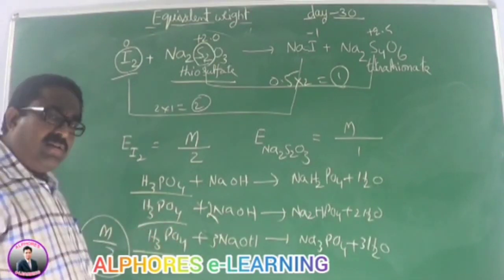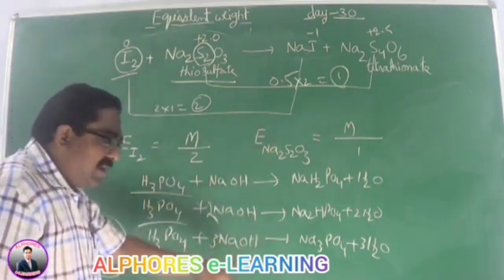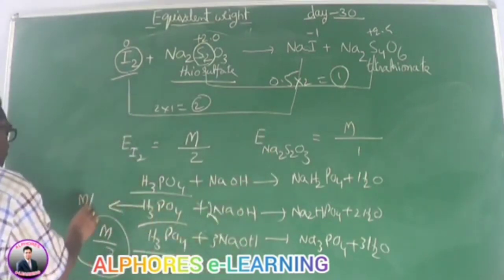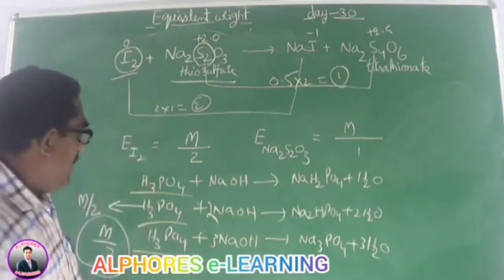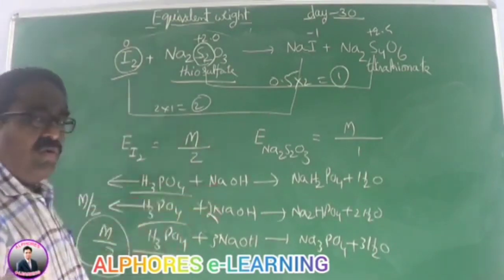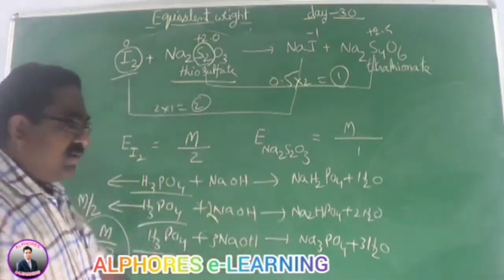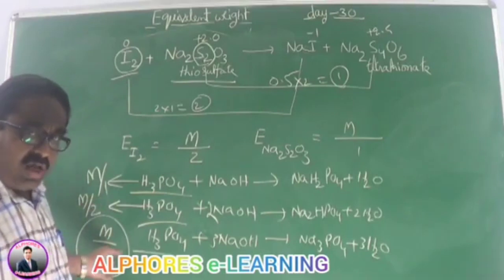In the second equation, out of 3 hydrogens I have taken only 2 moles of NaOH, meaning 2 moles of H+ ions are neutralized. So for this reaction you can write the equivalent mass of the acid as M by 2 only. Here only one hydrogen is neutralized, because I have used only 1 mole of OH- in the form of sodium hydroxide. So the equivalent mass is equal to its molar mass.